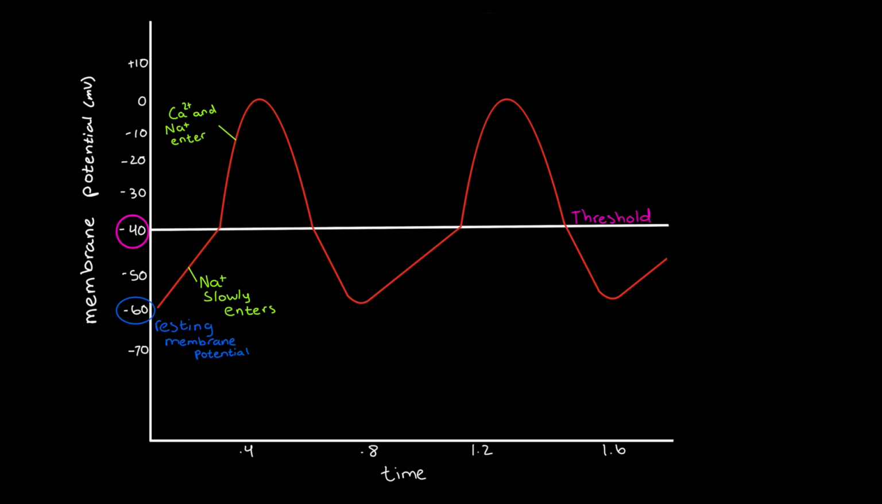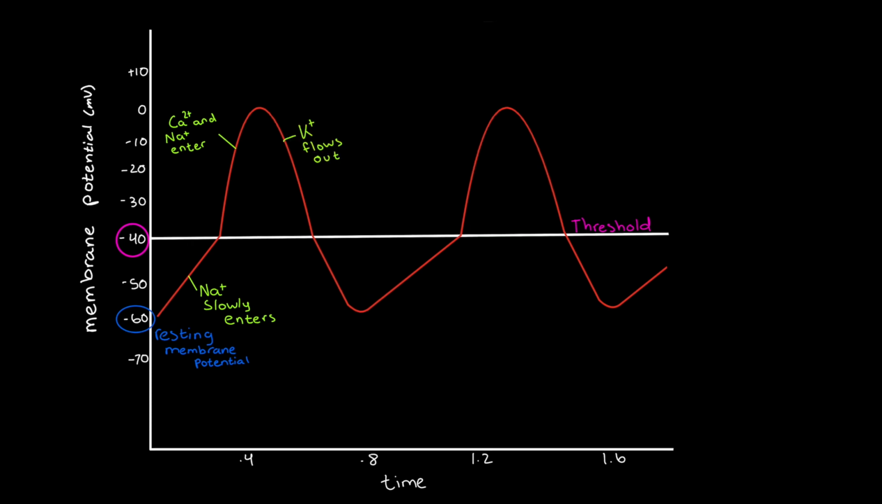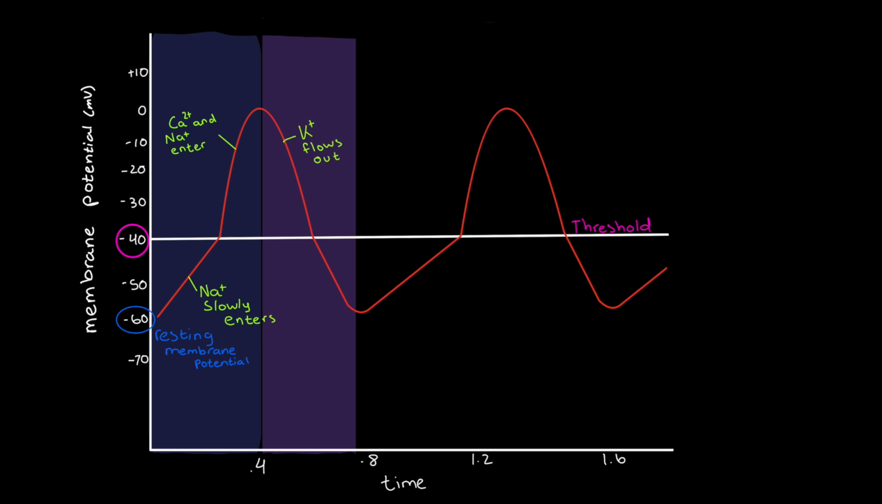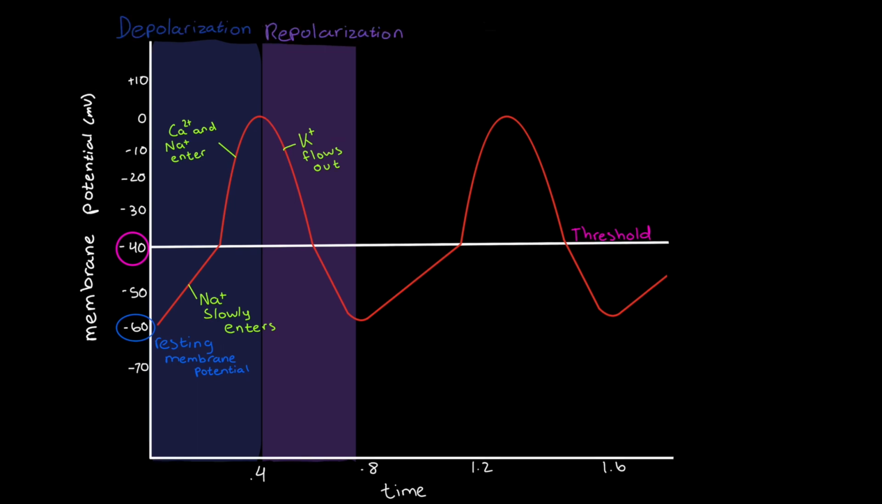Now, once we reach the peak membrane potential, the calcium channels close and the potassium channels open. But in this instance, potassium flows out of the cell, resulting in repolarization. And this makes sense because potassium is positive. And if we have an ion that's positive and it's leaving our cell, we obviously become more negative until we reach our resting membrane potential.